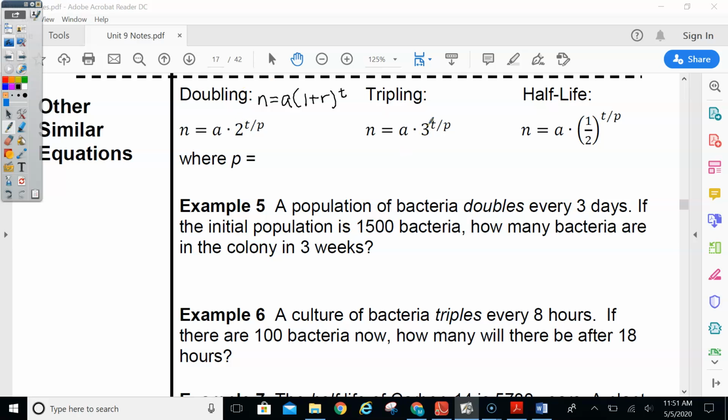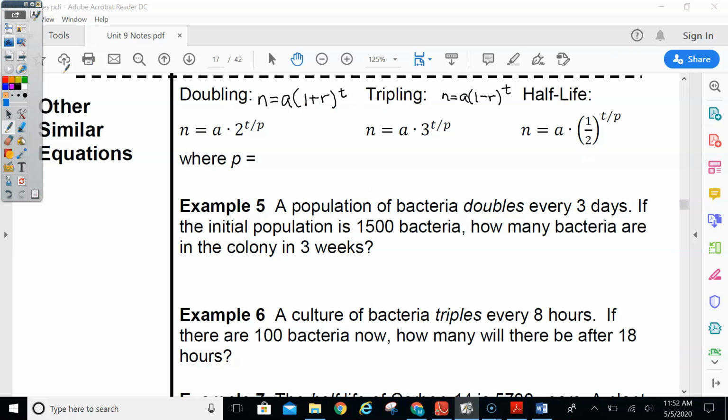Here, if it's increasing by 200%, 2 would be the r. 2 plus 1 makes the 3 here. So that's the tripling effect. The half-life, so this is like a decay one, a times 1 minus r to the t. So half-life, r would be 50%. So 1 minus 50% is a half, and that's what we get here. So these are like special cases of the growth and decay.